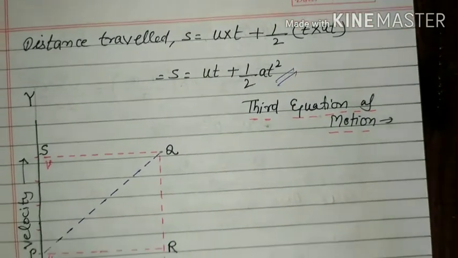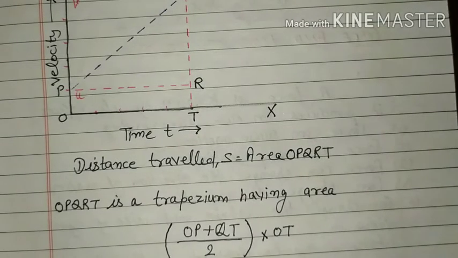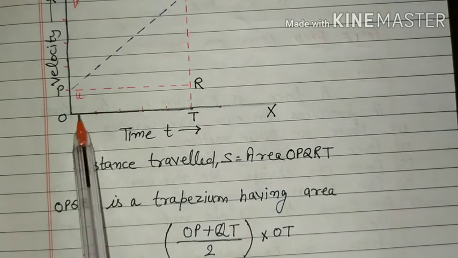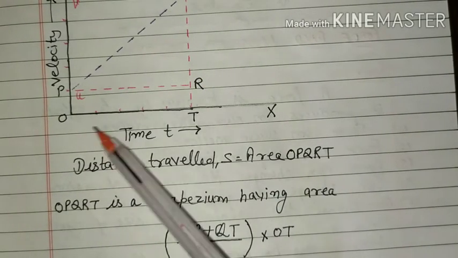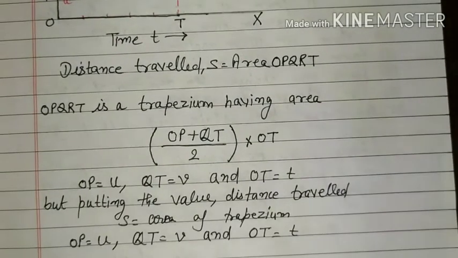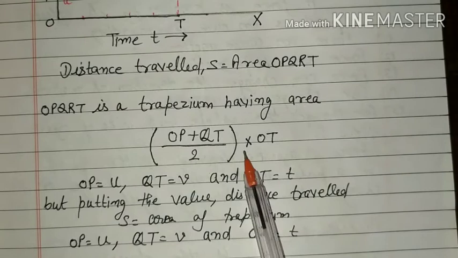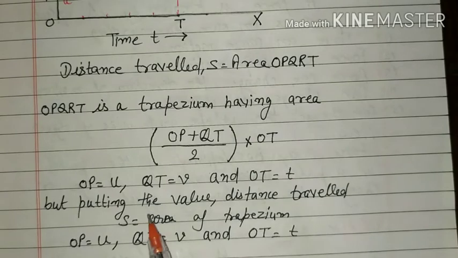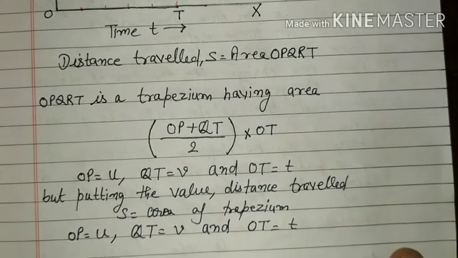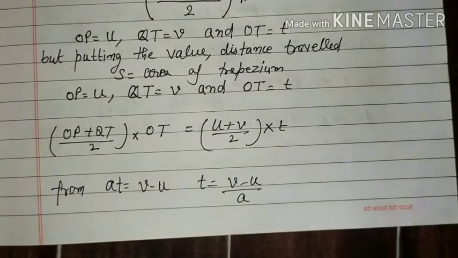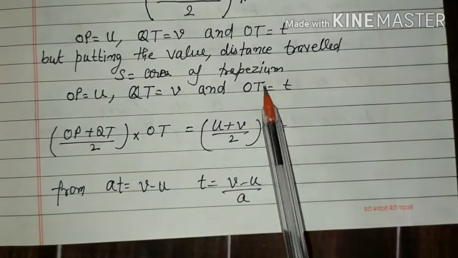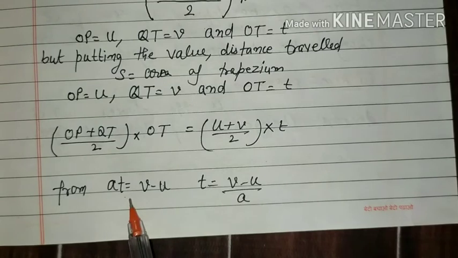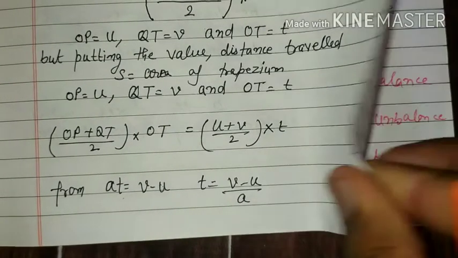Now also the third equation of motion, the same diagram is there. Here distance traveled is equal to the area of OPQRT. That is a trapezium, with this side parallel and this side non-parallel. The formula is the sum of parallel sides by 2 into the distance between them. OP is equal to u, QT is equal to v, and OT is equal to t. By putting in the values, distance traveled S is equal to the area of trapezium. From the first equation, at is v minus u, that is t is equal to v minus u by a.